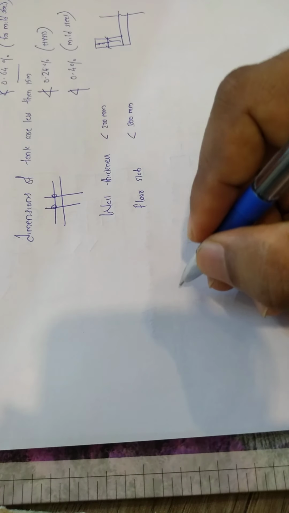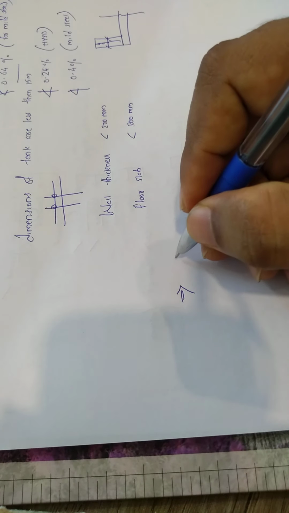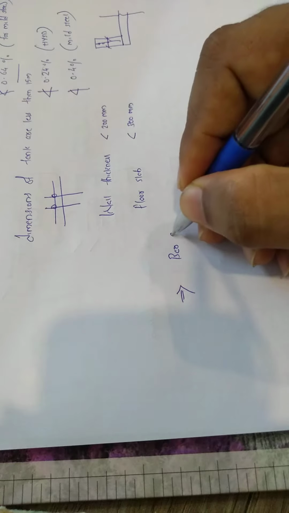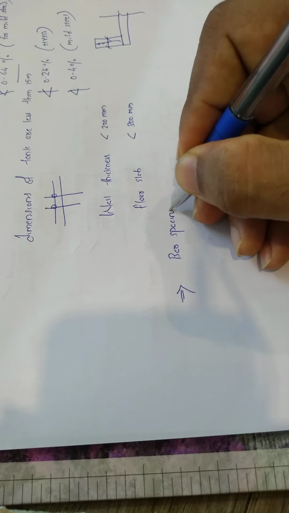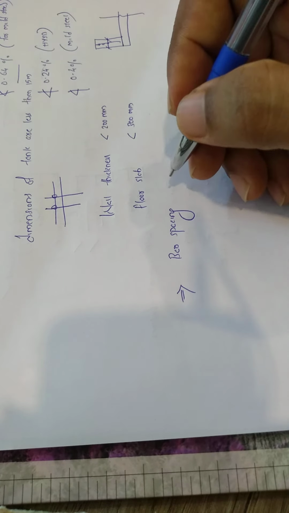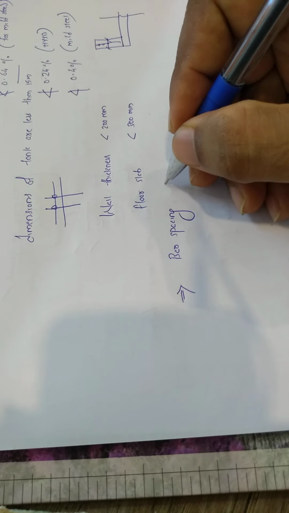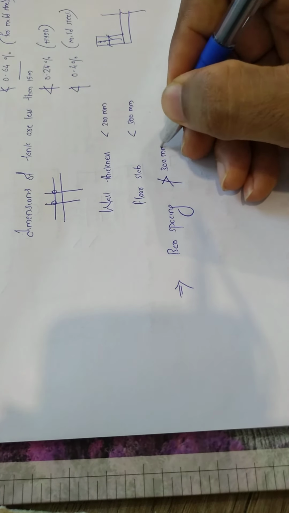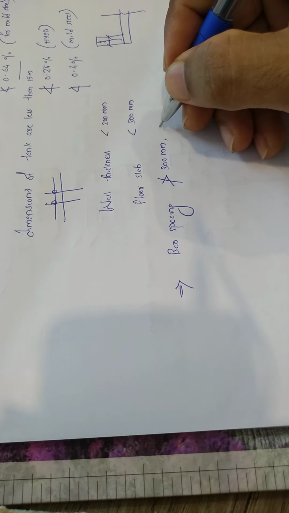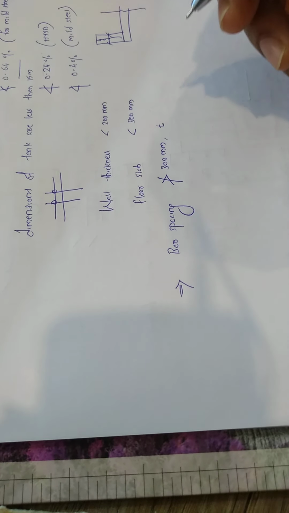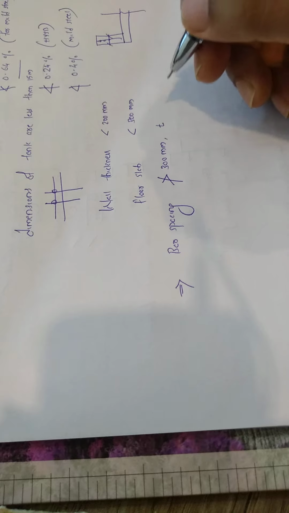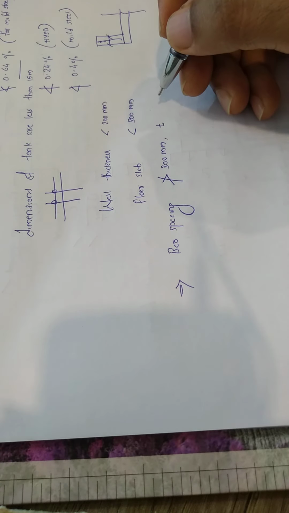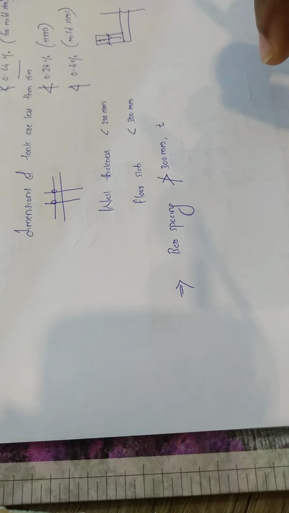Then the code also states the bar spacing. This is very important from the point of view of crack prevention. The bar spacing shall not be greater than 300 mm nor greater than the thickness of the section, whichever is small. That is very important. Whichever is small, that has to be taken.